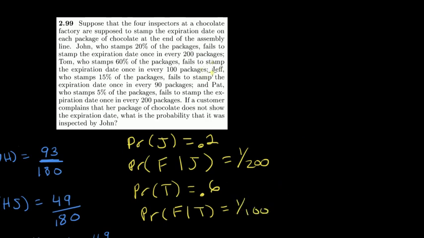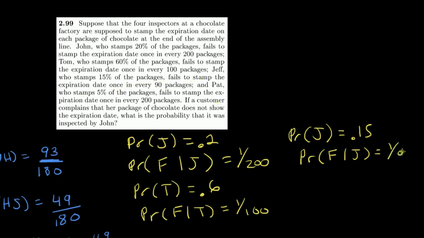Okay, not lastly, there's 2 more people. So then we have Jeff, who stamps 15% of the packages. Okay, so then we have Jeff, who does 0.15. The probability that he fails to stamp is... Jeff fails to stamp the expiration date once in every 90 packages. So if it was Jeff who did it, he failed. Oh shoot, I got 2 J's. I'll do JF for Jeff.